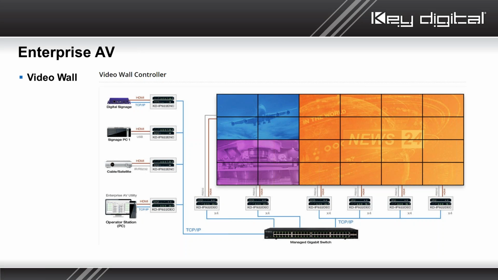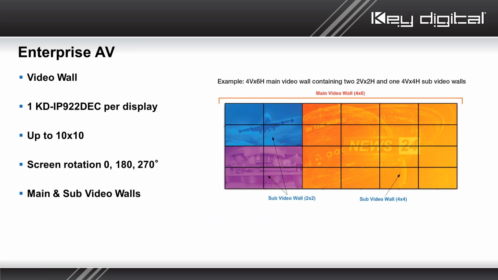24 displays. 6x4 video wall equals 24 displays, so you would need 24 decoders to build that video wall. You could actually go up to 10 by 10 with IP922 systems. So please do specify a 100 panel video wall. We'd love to be a part of that project.